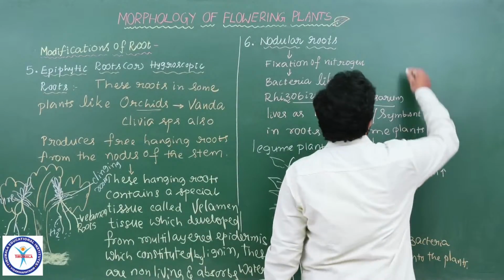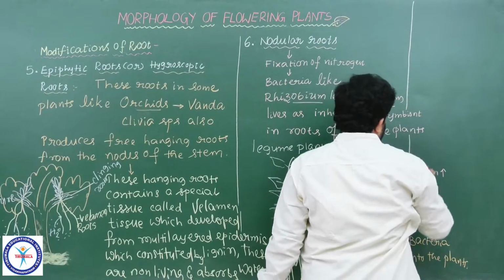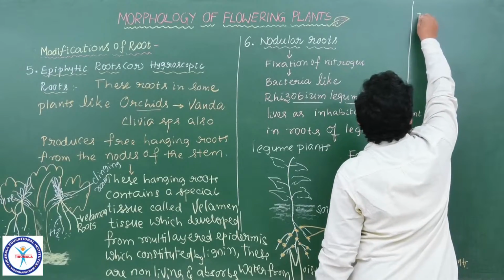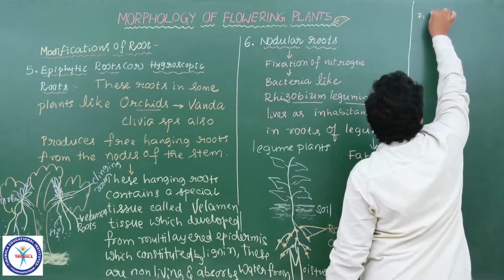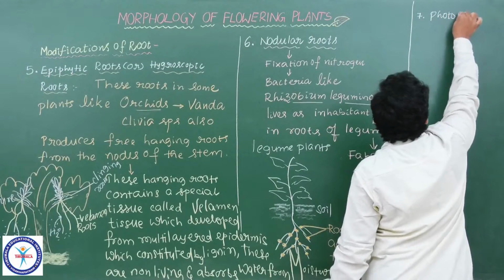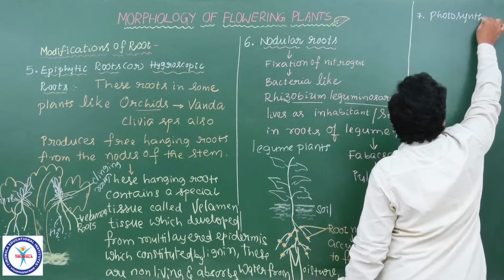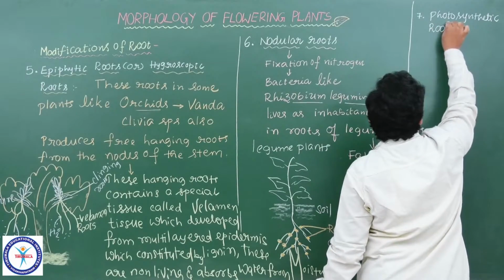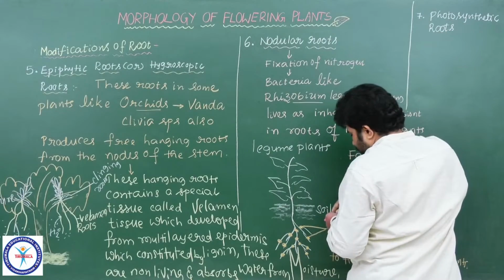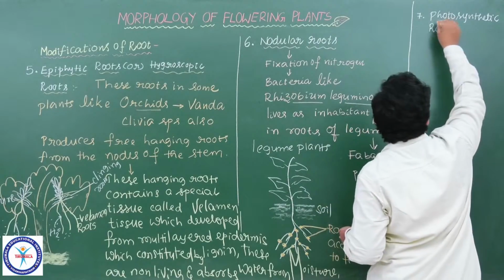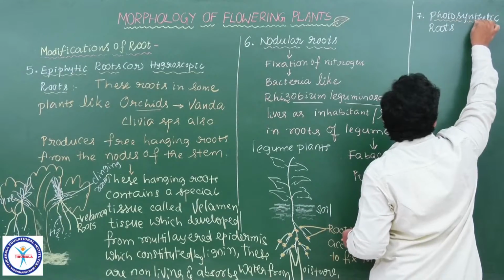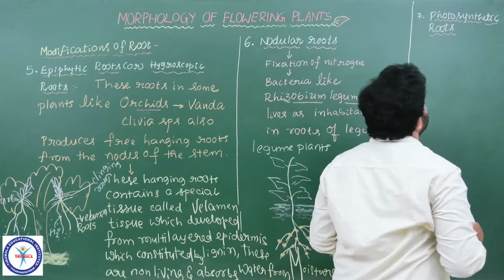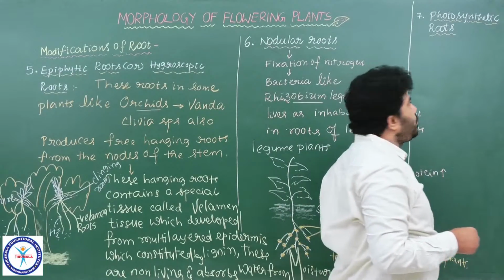So the next type of root modification is photosynthetic roots. Students, please note down photosynthetic roots. Generally the roots do not perform photosynthesis, but all these are not general structures of roots. These are special structures in the roots. That's why those are called root modifications.